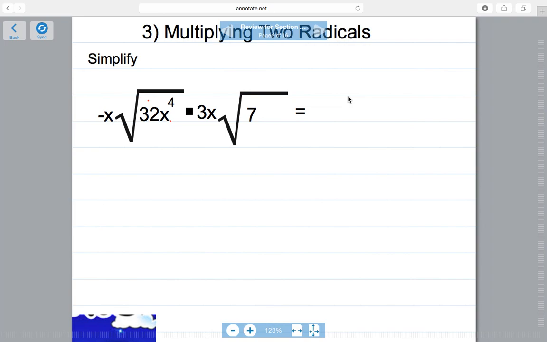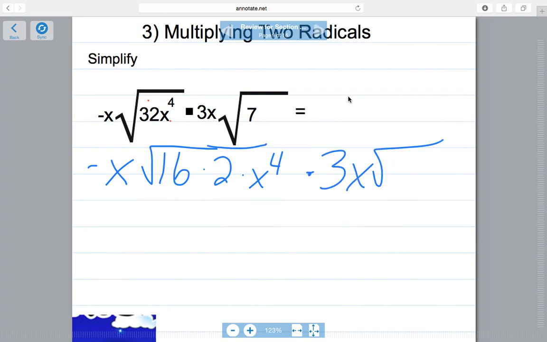So for this one, let's see what we want to do. We have negative x squared, so let's start with that. We have negative x times the square root of 32 is 16 times 2 times x to the 4th times 3x. Square roots of 7, we can't simplify that anymore. There's no other perfect squares.